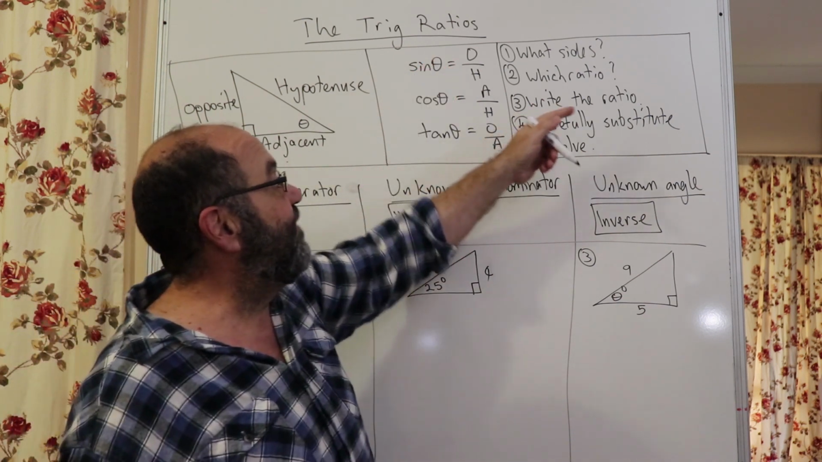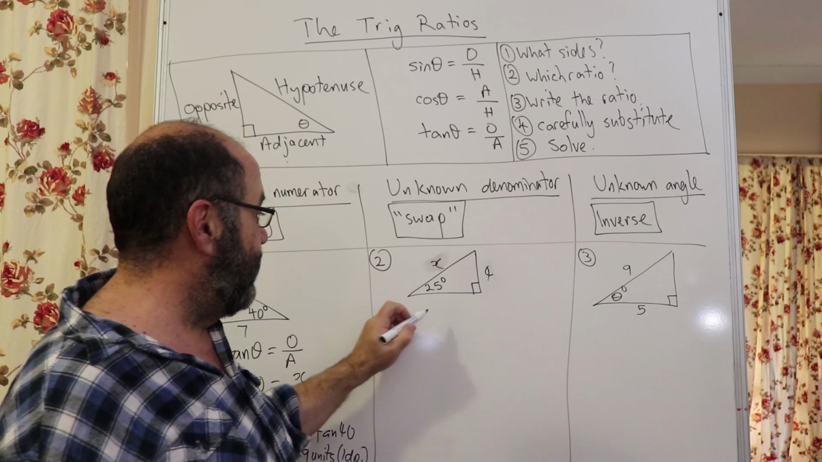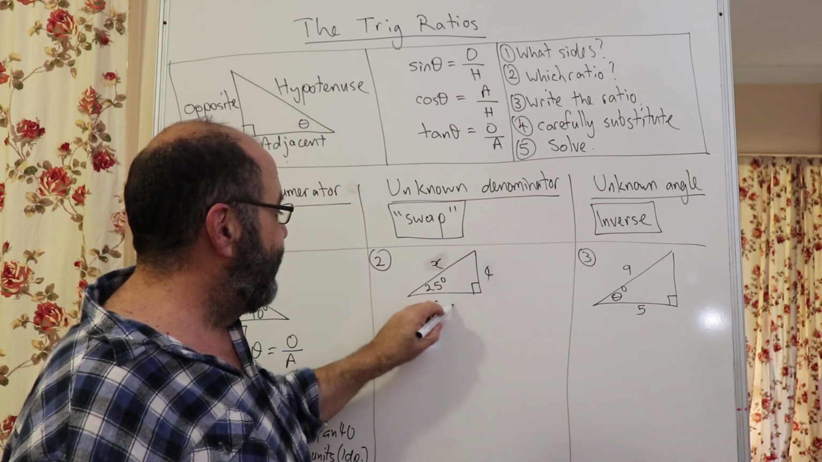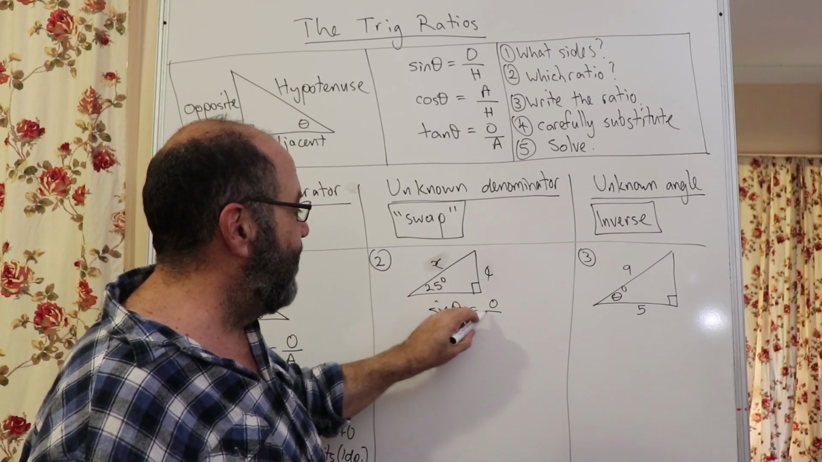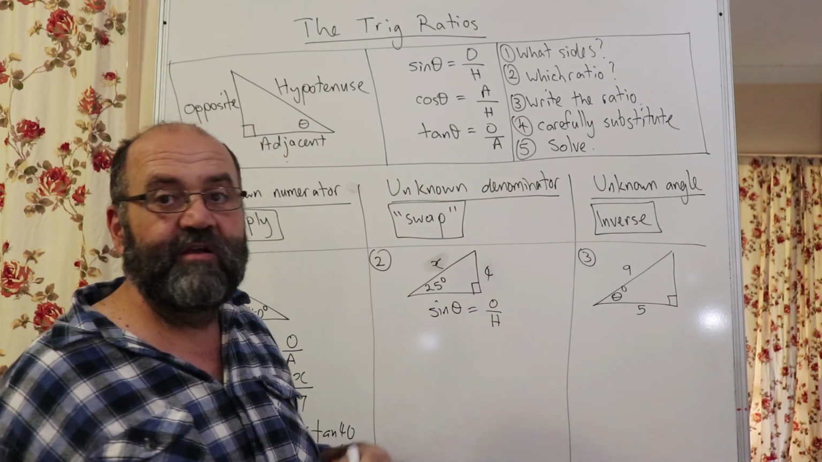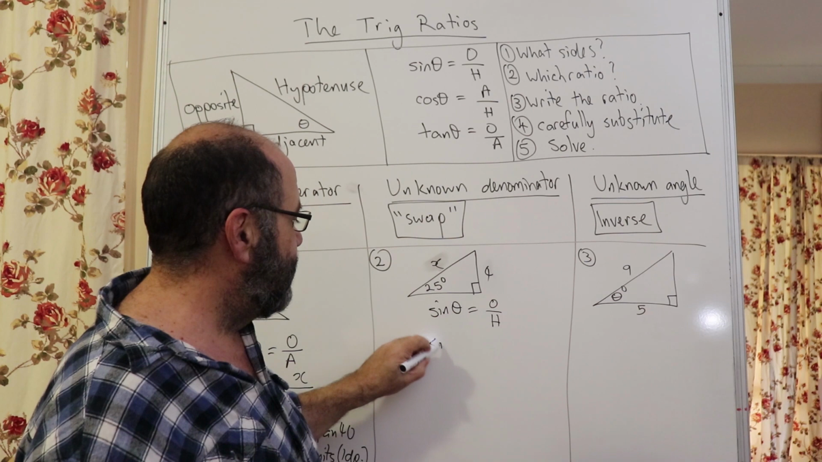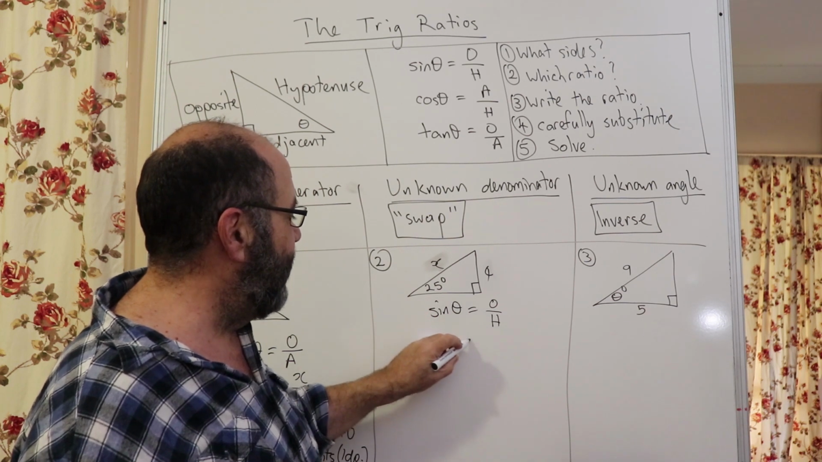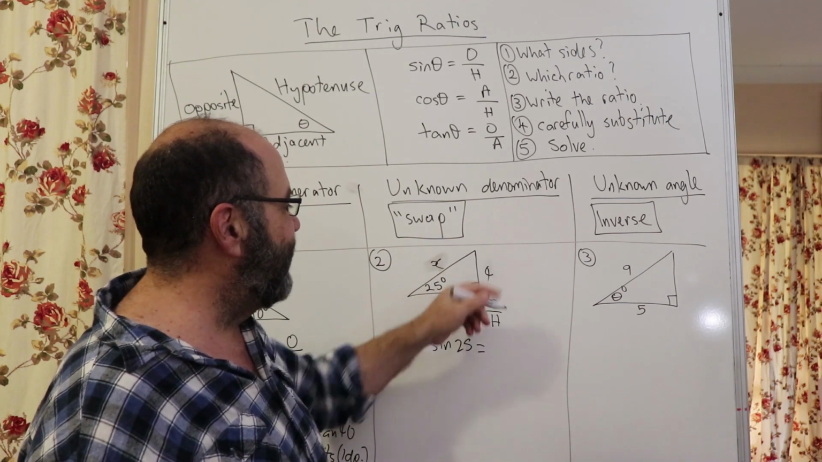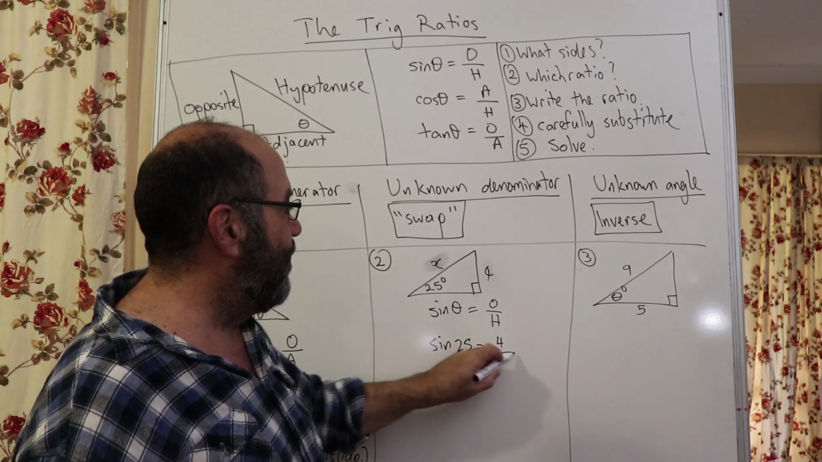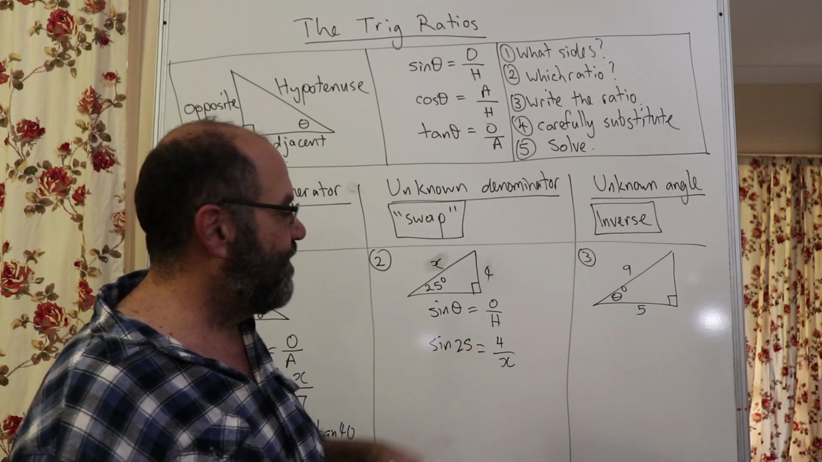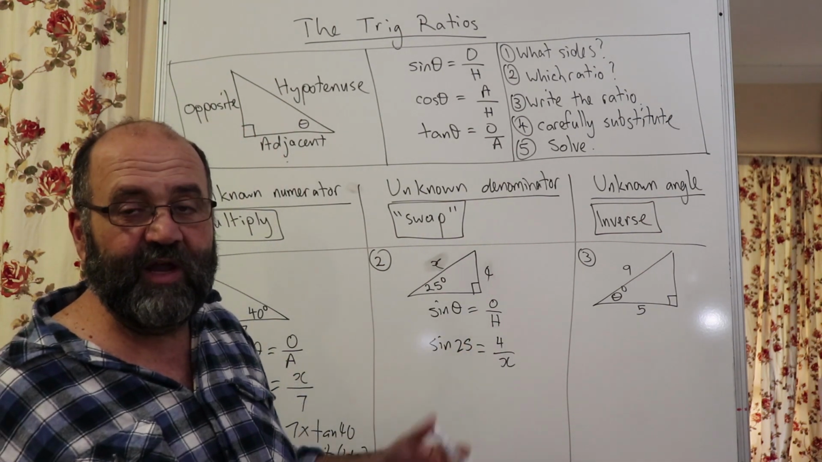Step three says write down the ratio. So I write down the ratio. Sine theta is opposite over hypotenuse. Step four says carefully substitute. So I carefully substitute. My theta is 25. My opposite side is 4. My hypotenuse is x. Now I've got an unknown numerator.